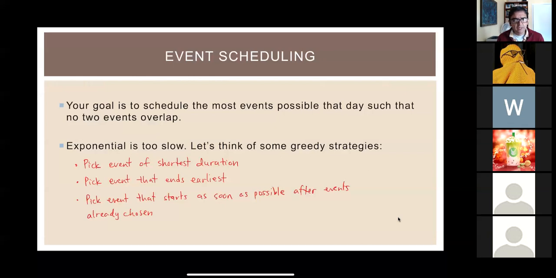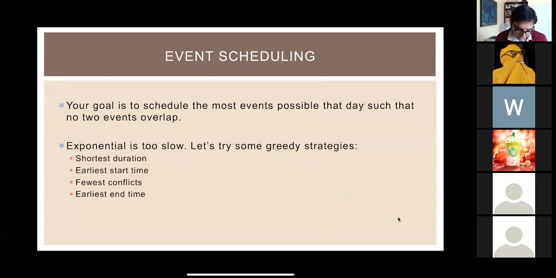Any other ideas for what would be a reasonable greedy strategy to try out? Great. So you can see that for a problem like this, there isn't just one natural greedy strategy, there's a whole bunch of them. And so what we would typically do is write down a few and then try them out and see whether they seem to work. So here are some that we've written down.